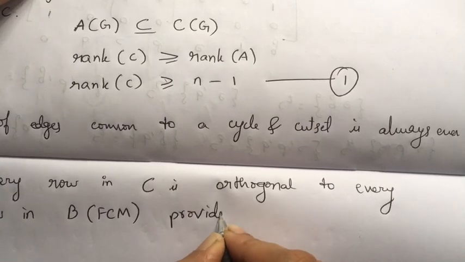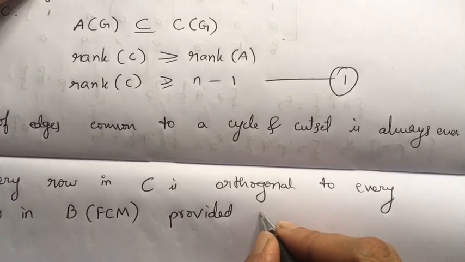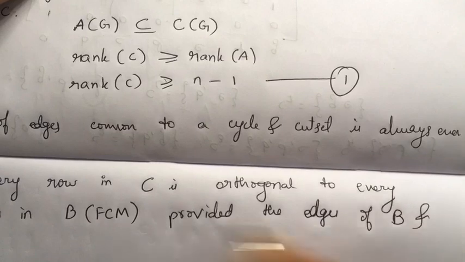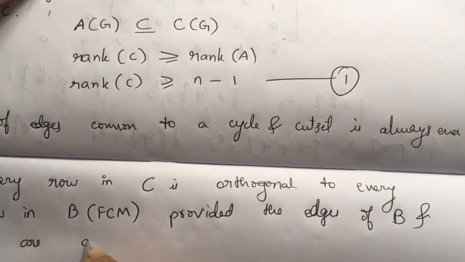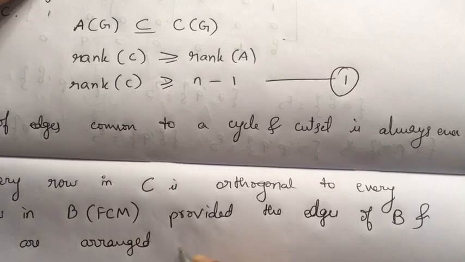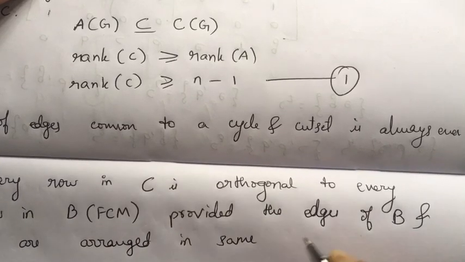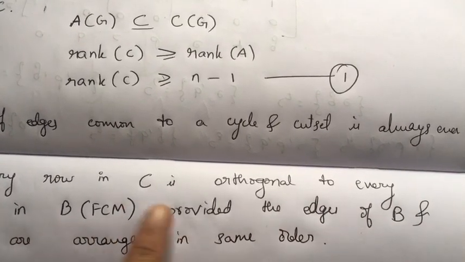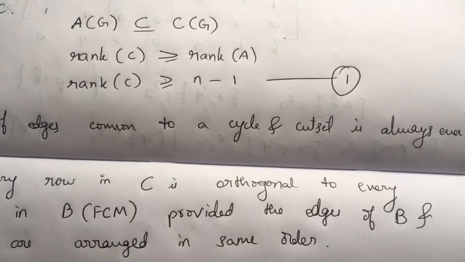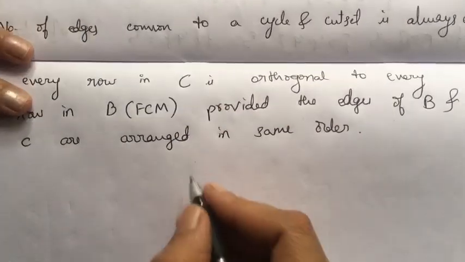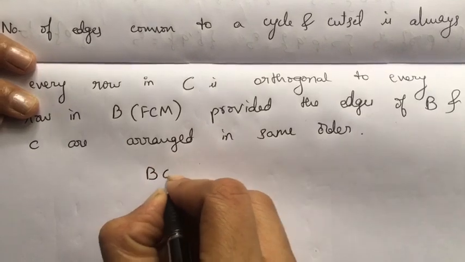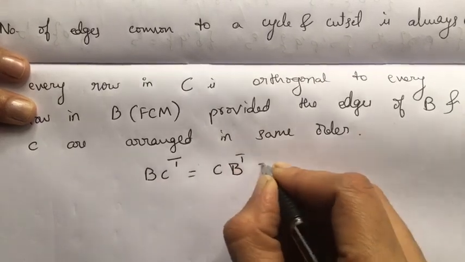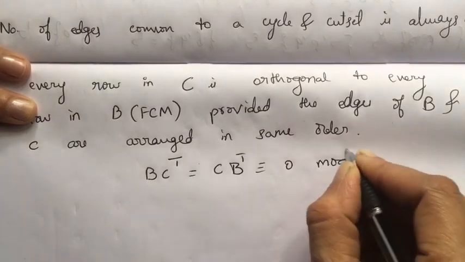Always remember, the edges should be in the same order, provided the edges of B and C are arranged in the same order. Therefore, I can say that B is orthogonal to C. That means B times C transpose is the same as C times B transpose, which is congruent to 0 mod 2.